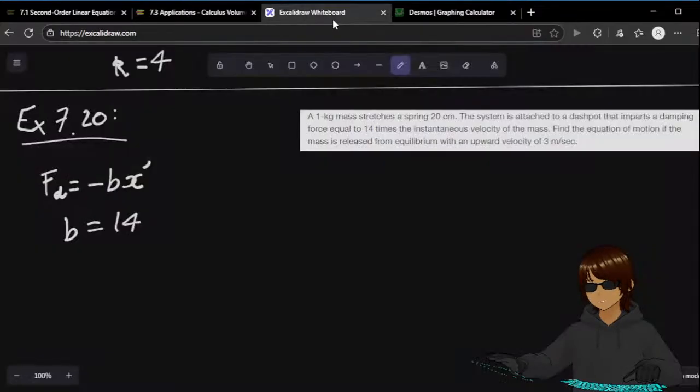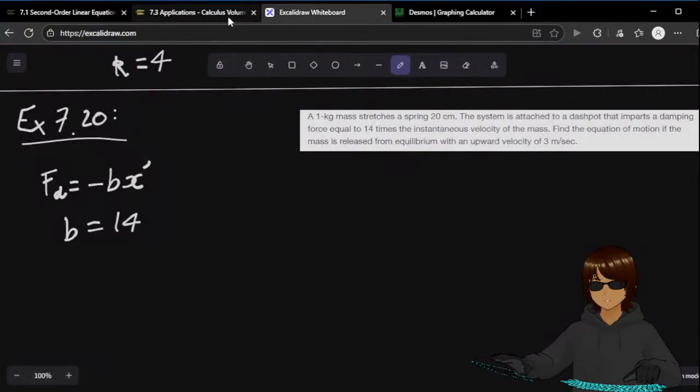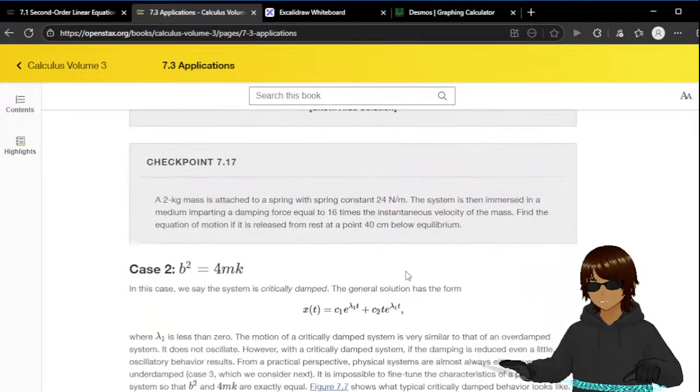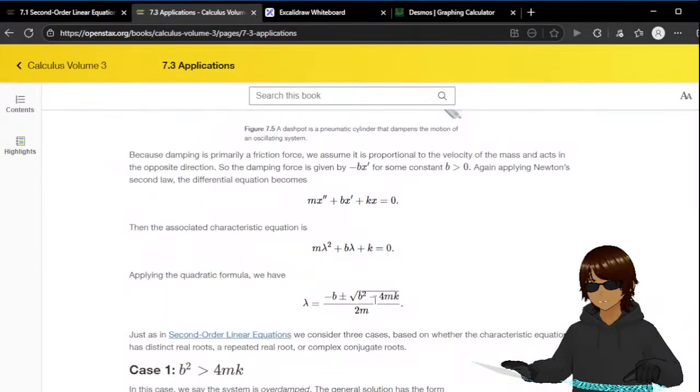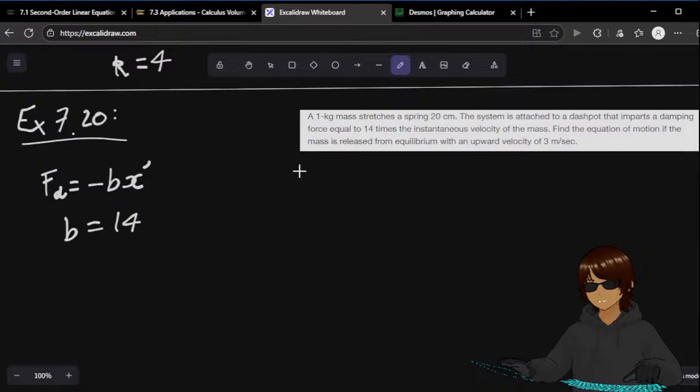I think it would be better if... okay, let's try b squared minus 4mk. We know m. Do we know k?